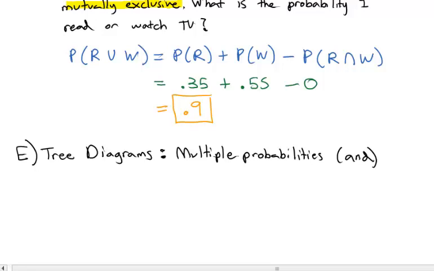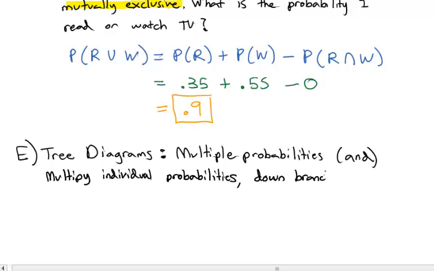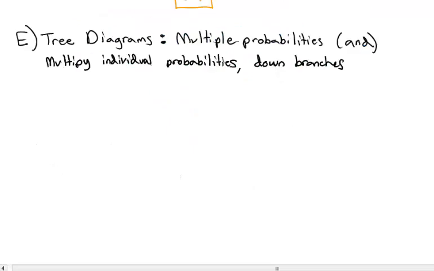Multiple probabilities, we want and. We want them both to occur. When we want both to occur, multiple probabilities, we will multiply the individual probabilities. And tree diagrams are nice for this because we can multiply down the branches. Here's what I mean by that.